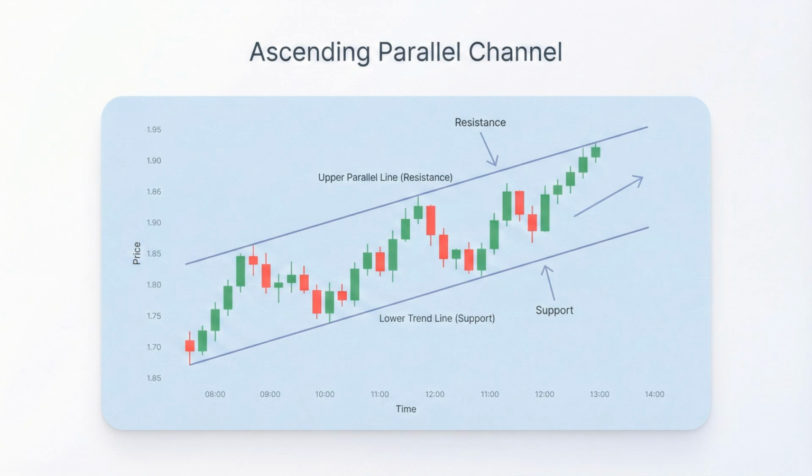Within this parallel channel, the dynamics are quite straightforward. The bottom line acts as a dynamic support level, where buyers typically step in, while the top line serves as dynamic resistance, where sellers often push the price back down.